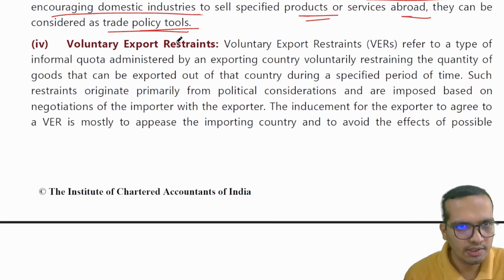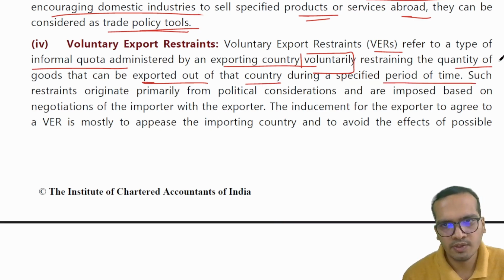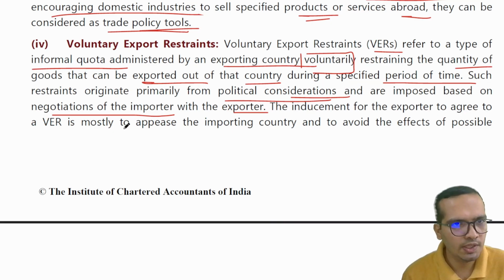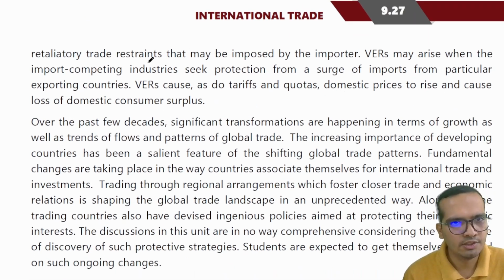Then we have voluntary export restraints. Voluntary export restraints (VERs) refers to a type of informal quota administered by an exporting country voluntarily, restraining the quantity of goods that can be exported out of that country during a specific period of time. Such restraints originate primarily from political consideration and are imposed based on the negotiations of the importer with the exporter. The inducement of the exporter to agree to a VER is mostly to appease the importing country and to avoid the possible retaliation trade restraints that may be imposed by the importer.